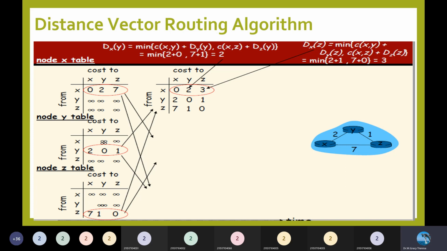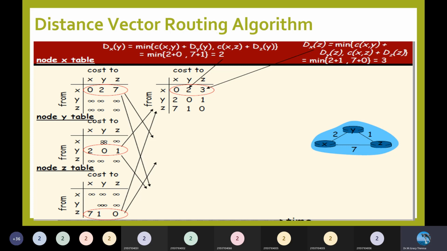Which is the minimum? This is 2 and this is 7. So choosing this is the best. The minimum of 2 comma 7 is 2. So which one do we choose? We choose the cost of x comma y plus the distance of y to y. So that is updated here.